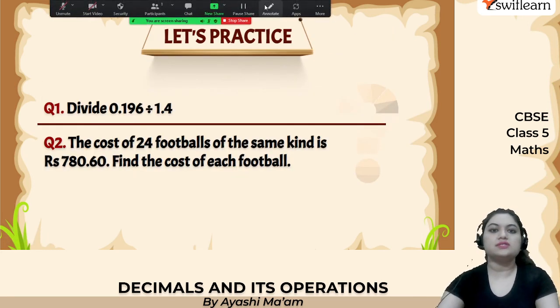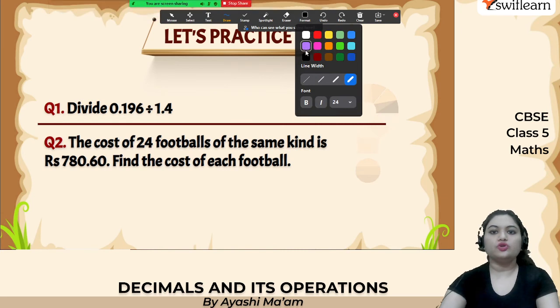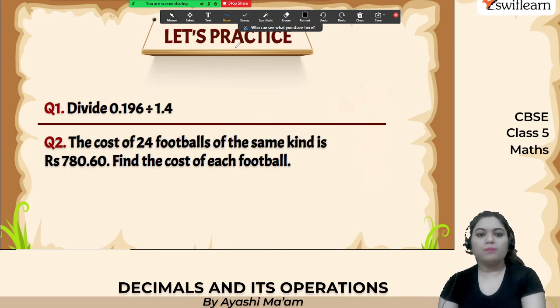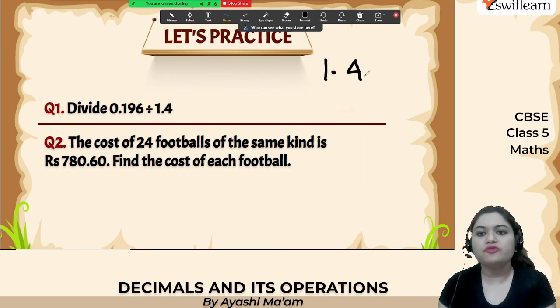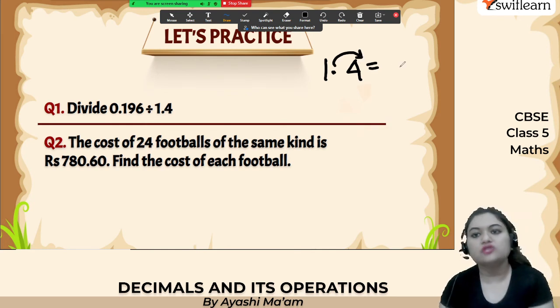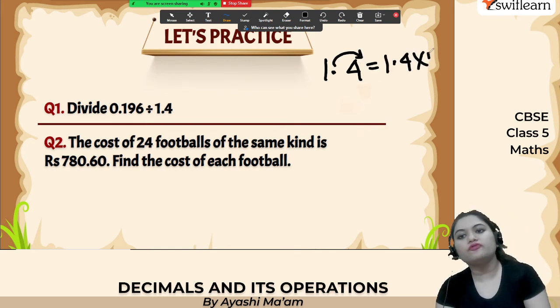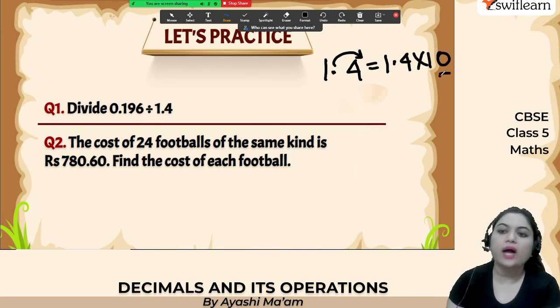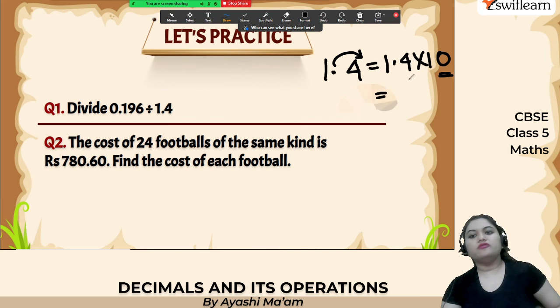Now let's do this. You also try to do it in your copy. So divide 0.196 by 1.4. So let's at first make this into a whole number. So we have to shift the decimal by one place to make it a whole number. That means 1.4 into 10. Why 10? Because we have to shift it by one place, so we need only 10. So now your answer will become what?